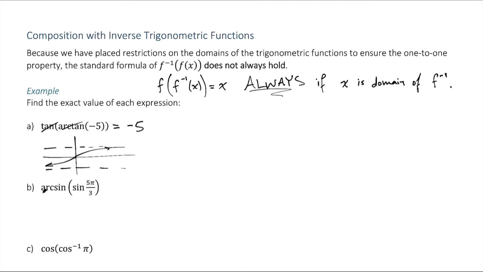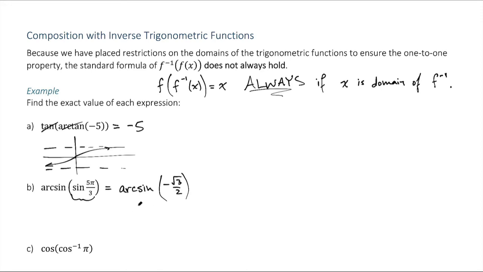Okay, let's look at this part B here. Here it's flipped around. I've got the arc sine of the sine of 5 pi over 3. So this is like this first one, and that's not always equal to x. So we have to do some work. And all we do is we work our way from the inside out. So we start off by doing this inside, what's the sine of 5 pi over 3? So based on our knowledge of the unit circle, sine of 5 pi over 3 is -√3 over 2. Okay. And then now we're doing the arc sine of -√3 over 2.